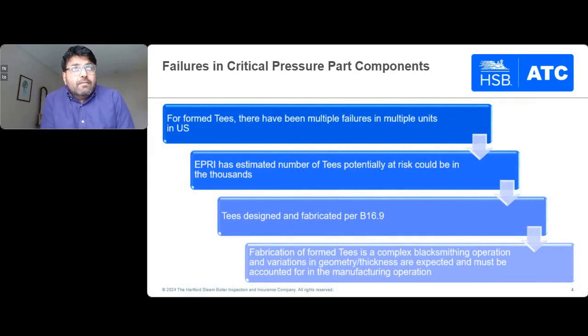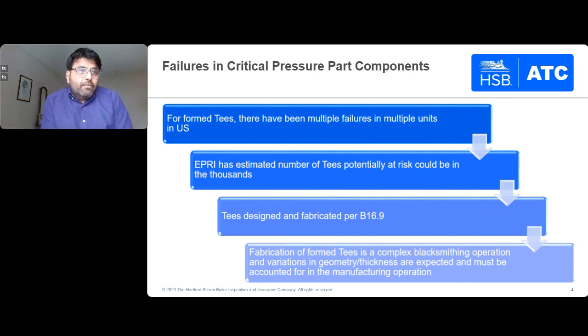So I have been following these failures myself, at least for the last one year. These are essentially failures of Form Ts, and there have been multiple failures in multiple units here in the US. EPRI, the Electric Power Research Institute, published an alert last year. Since then, they have also done an outstanding job of compiling all of the failures that are reported to them. EPRI also has a program in place to study these failures in detail. So if any of you are interested in becoming a part of that program, you should contact EPRI.